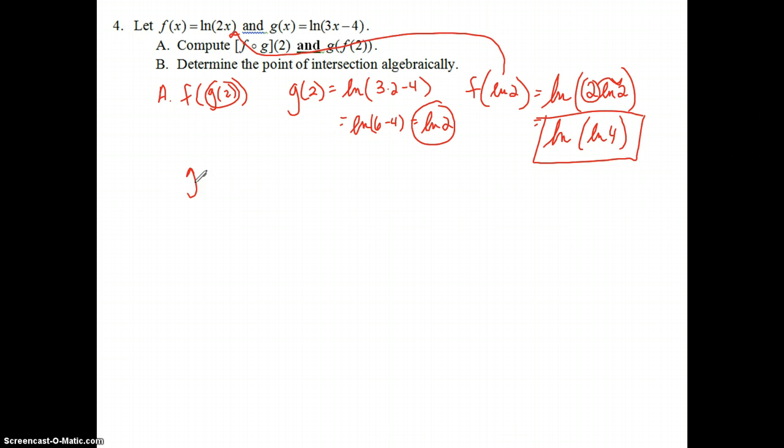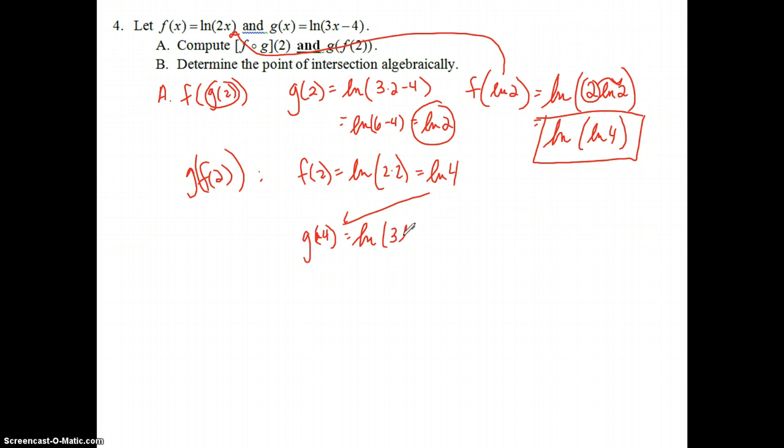So let's find g of f of 2. To do that, first we're going to do f of 2, which is ln of 2 times 2, which is ln of 4. Then we're going to plug that into the g function. And we're going to get 3 ln of 4 minus 4. And you know what? We're done there too. We can't really do anything with that one. Since the 4 is subtracted after this ln of 4, we can't really add those together. This is pretty much it. We're done. So let's move on to B.